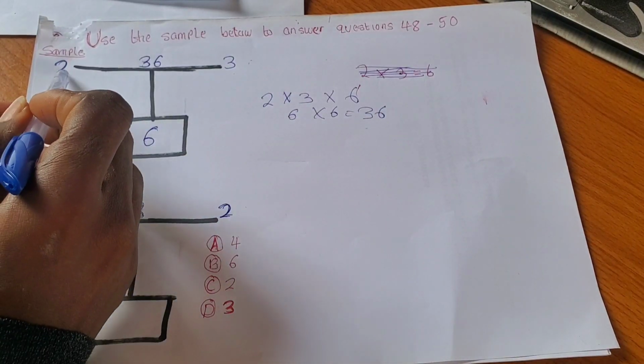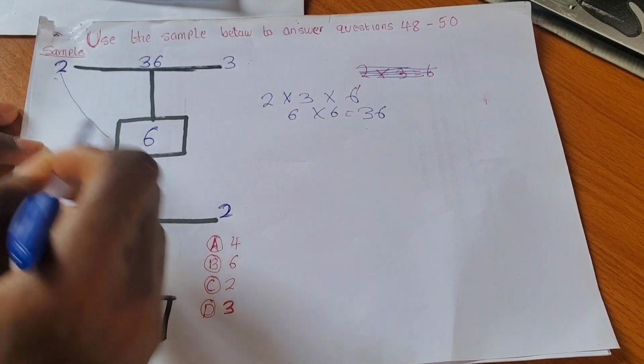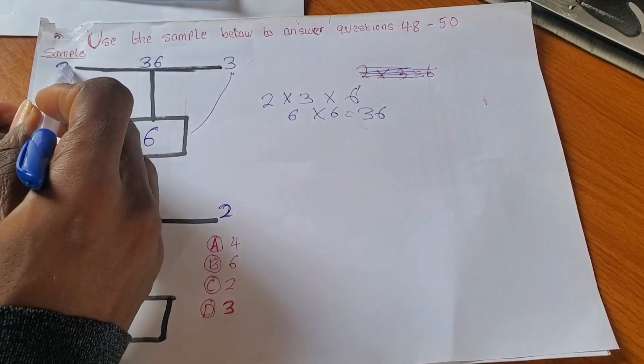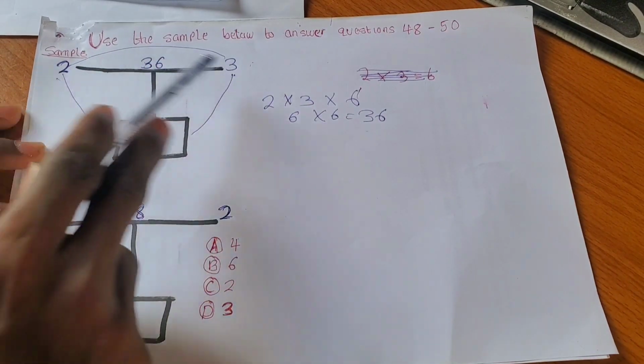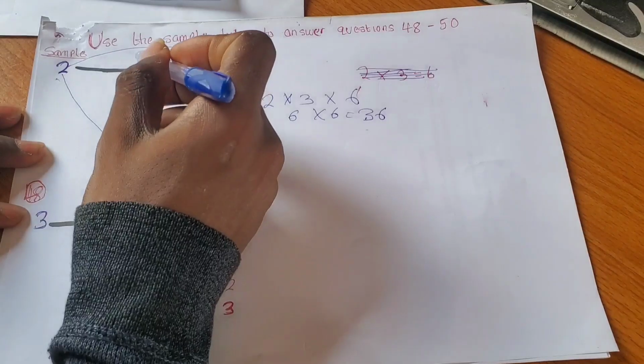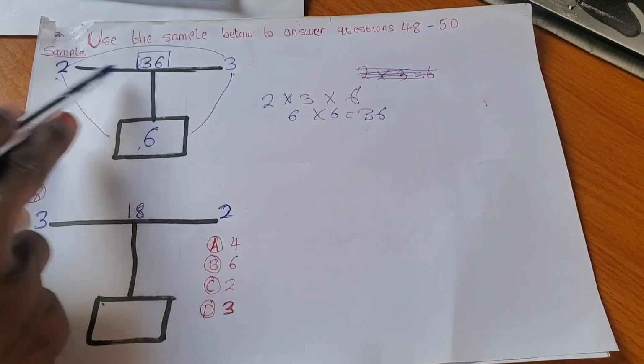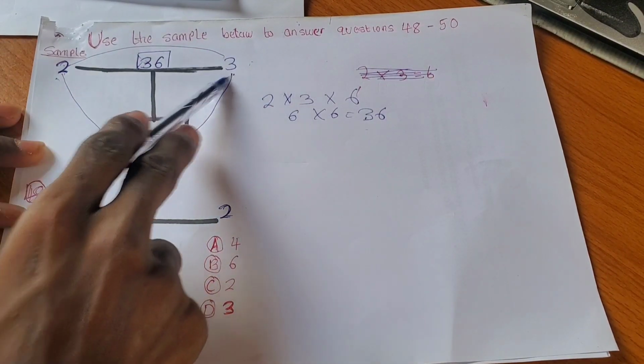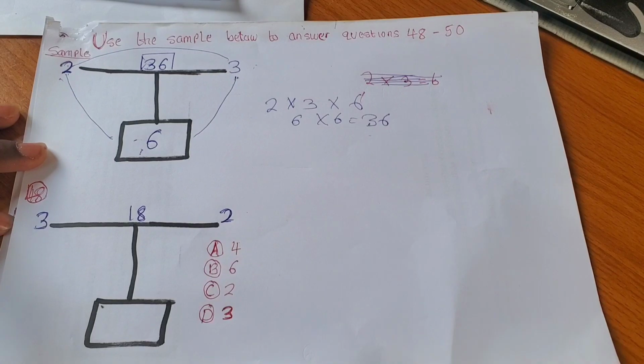That means that the product of this 2 times 6 and 2 times 3, you see, the product of 2, 3, and 6 will give us 36. That means that to get the number that is here, we just have to take the product of the 3 numbers. You understand? Do you get what I'm trying to say?